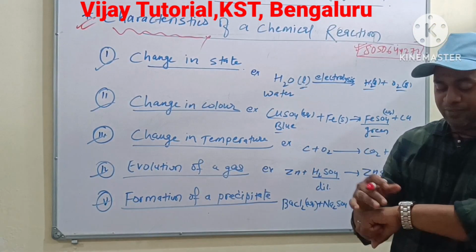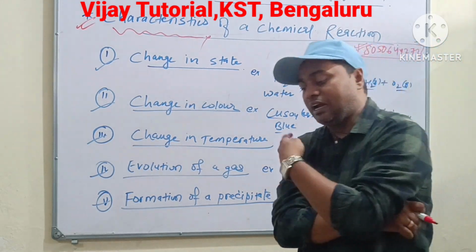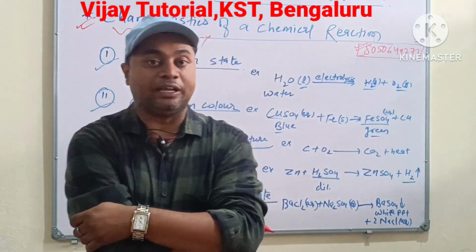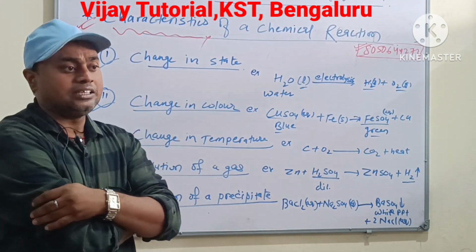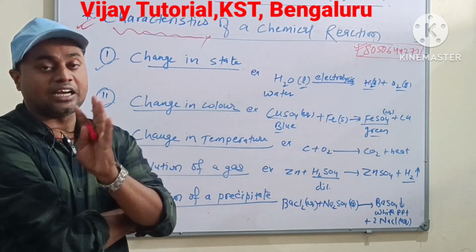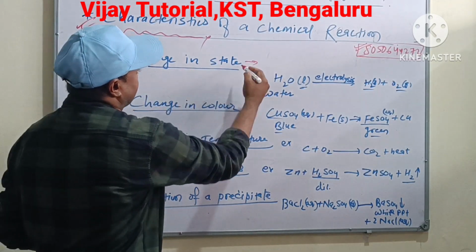Now first we'll see the characteristics of a chemical reaction. How can we identify that a chemical reaction has taken place? By some observations. Every chemical reaction has some characteristics. There are generally 5 characteristics. We will see one by one. First is change in a state.